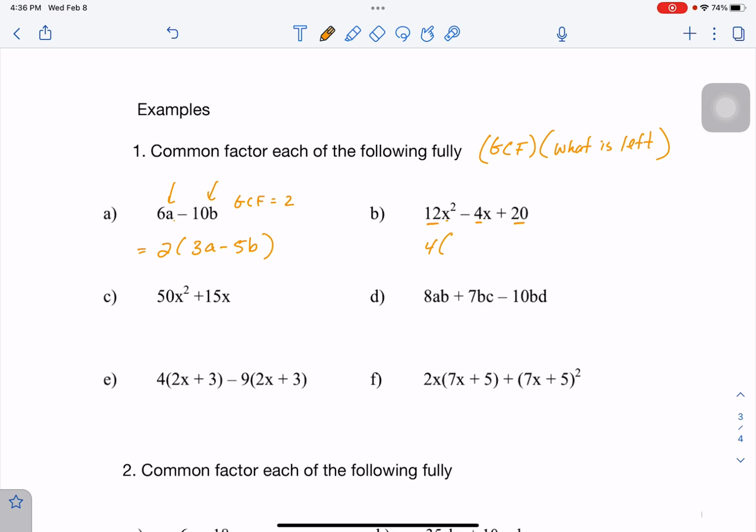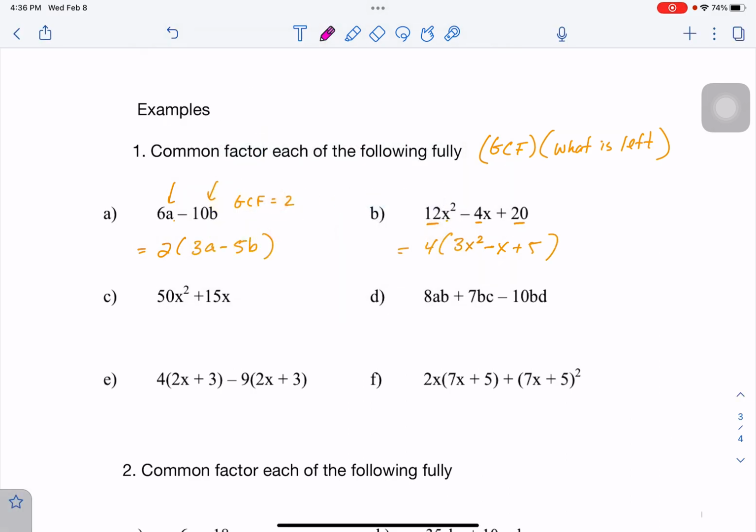So what you're left with is, what is 12x squared divided by 4? 3x squared. What is negative 4x divided by 4? Negative 1x. And what is 20 divided by 4? Positive 5. And so we look at that and make sure that it's right.